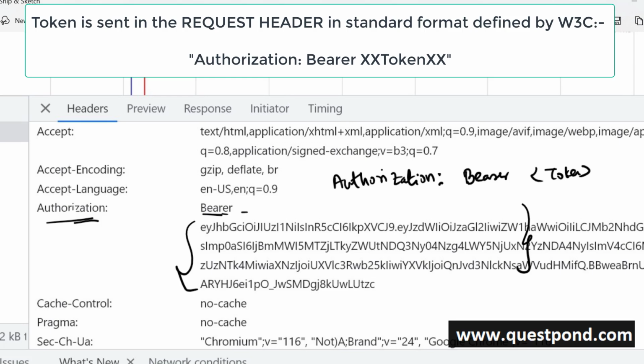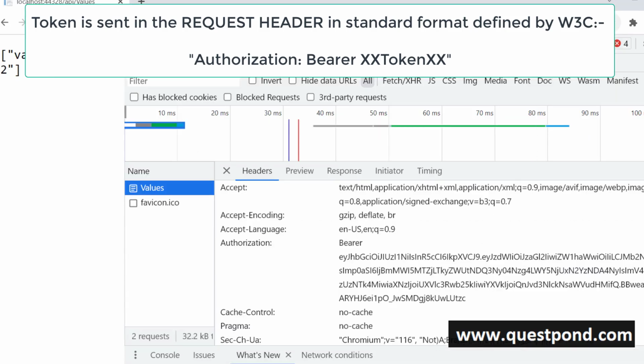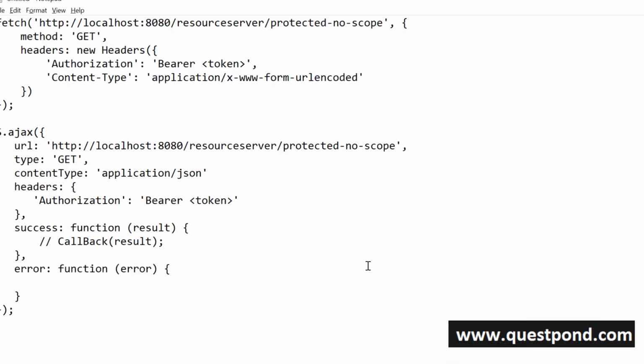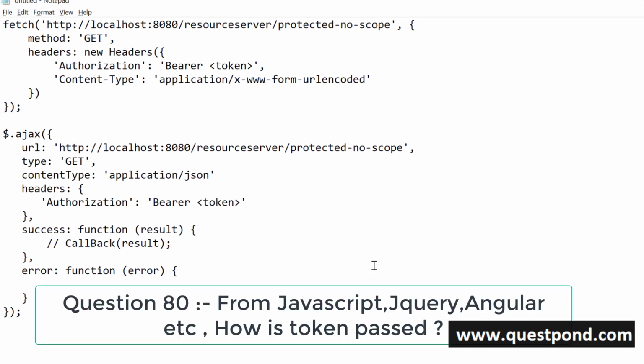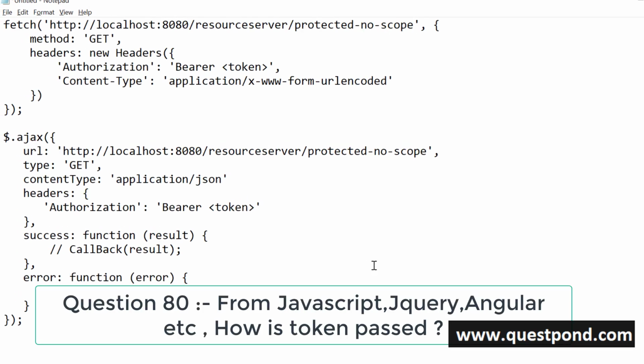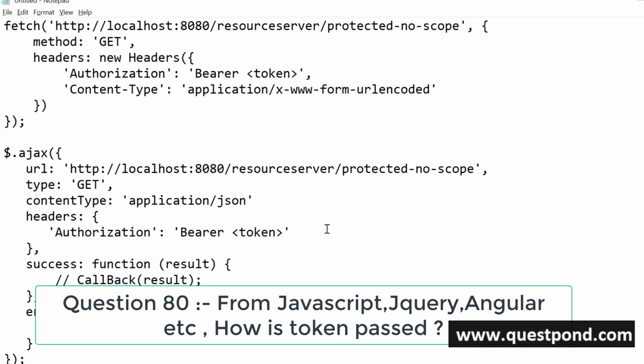Now the next connected question which can come up here is, how do you write the code on your client side? For example, if you're using jQuery, JavaScript, Angular, React, what you have to do is just add that header. For example, you can see this is the fetch API. So here we say header, we say authorization, bearer, space, and the token.